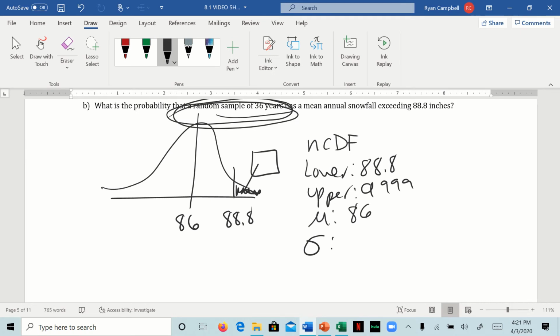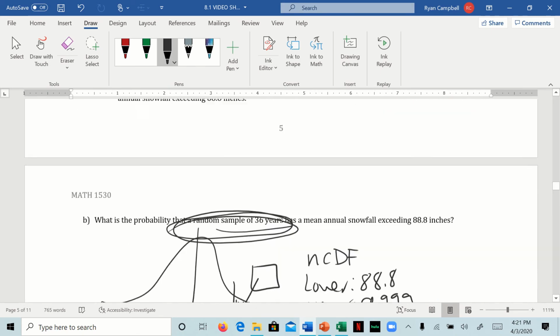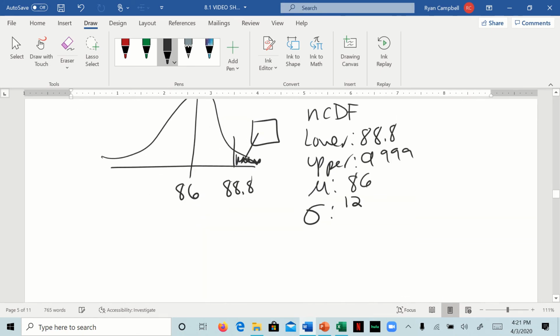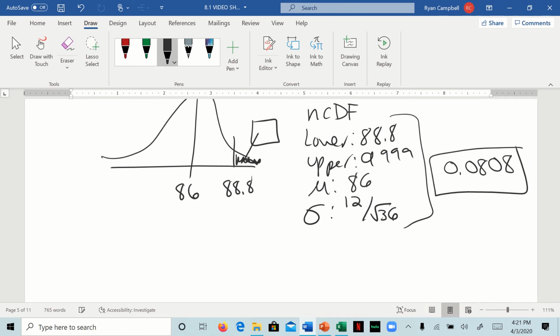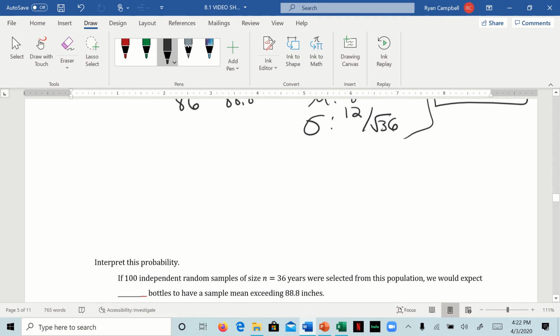Right? So this time we take our sigma and divide by the square root of n. So we said our sigma was 12. So we just do 12 divided by the square root of 36. And you can literally just type it into your calculator just like this. And then what it spits out is 0.0808. So to interpret this, we can write 0.0808 so we can see it.